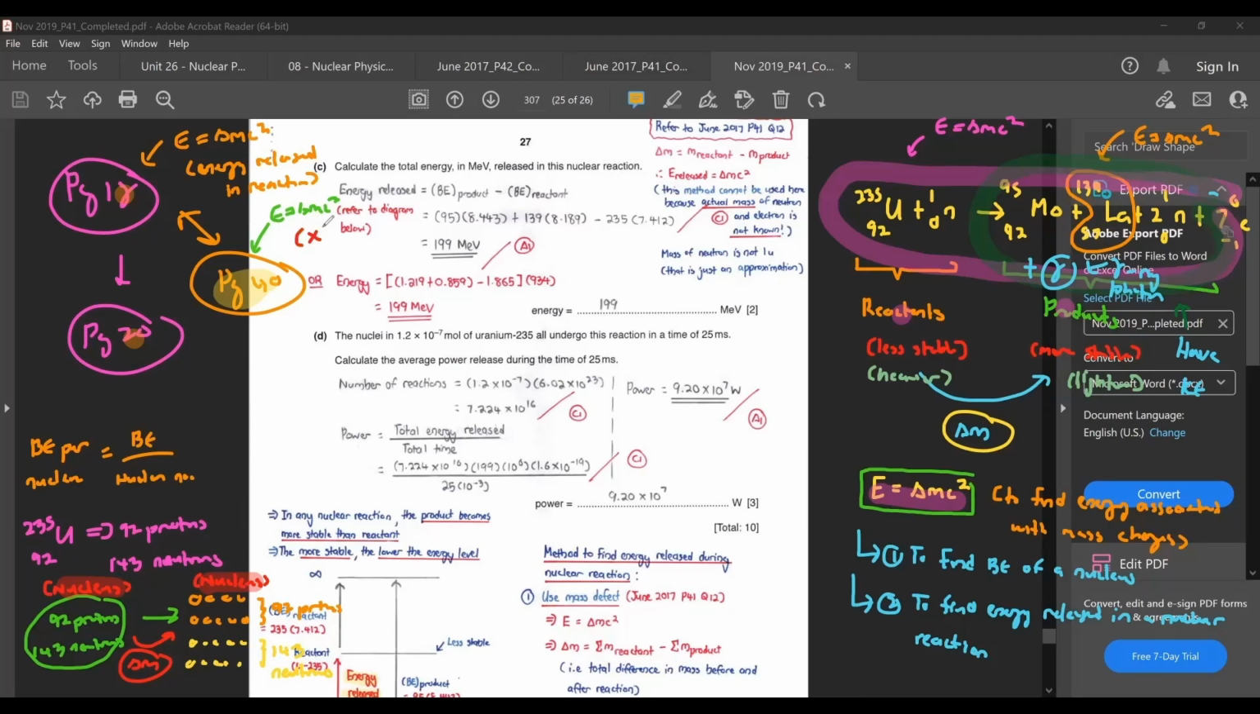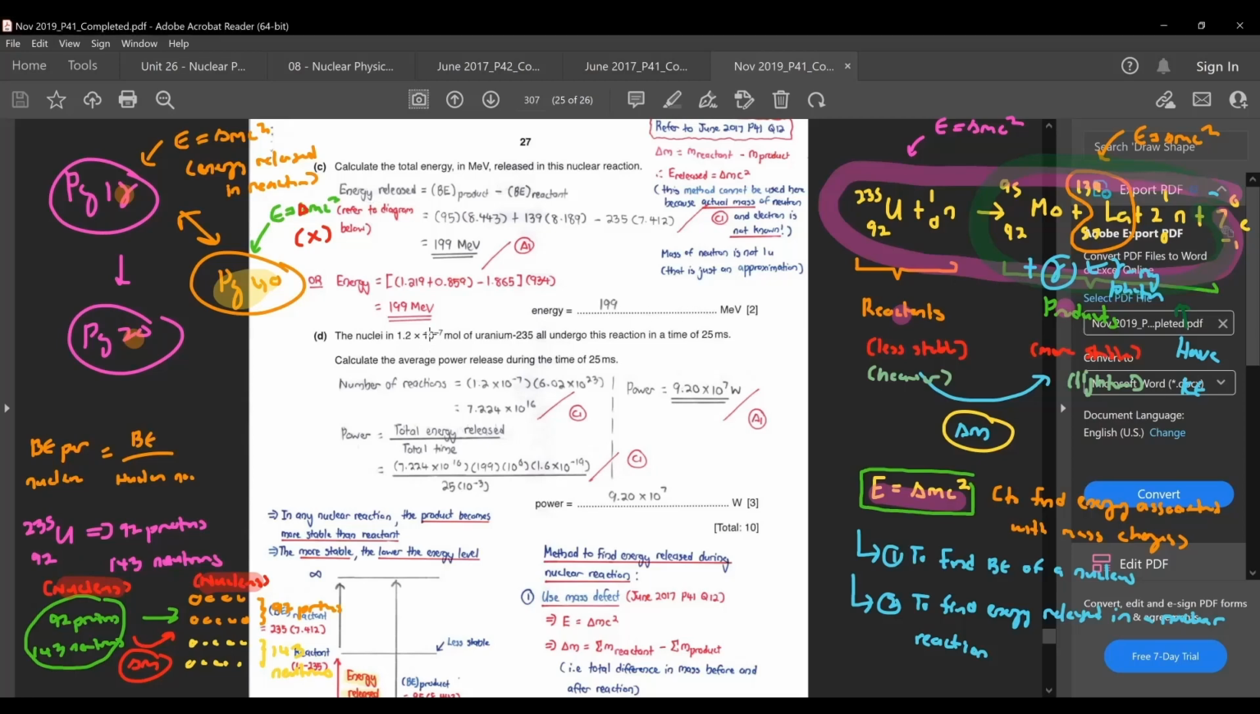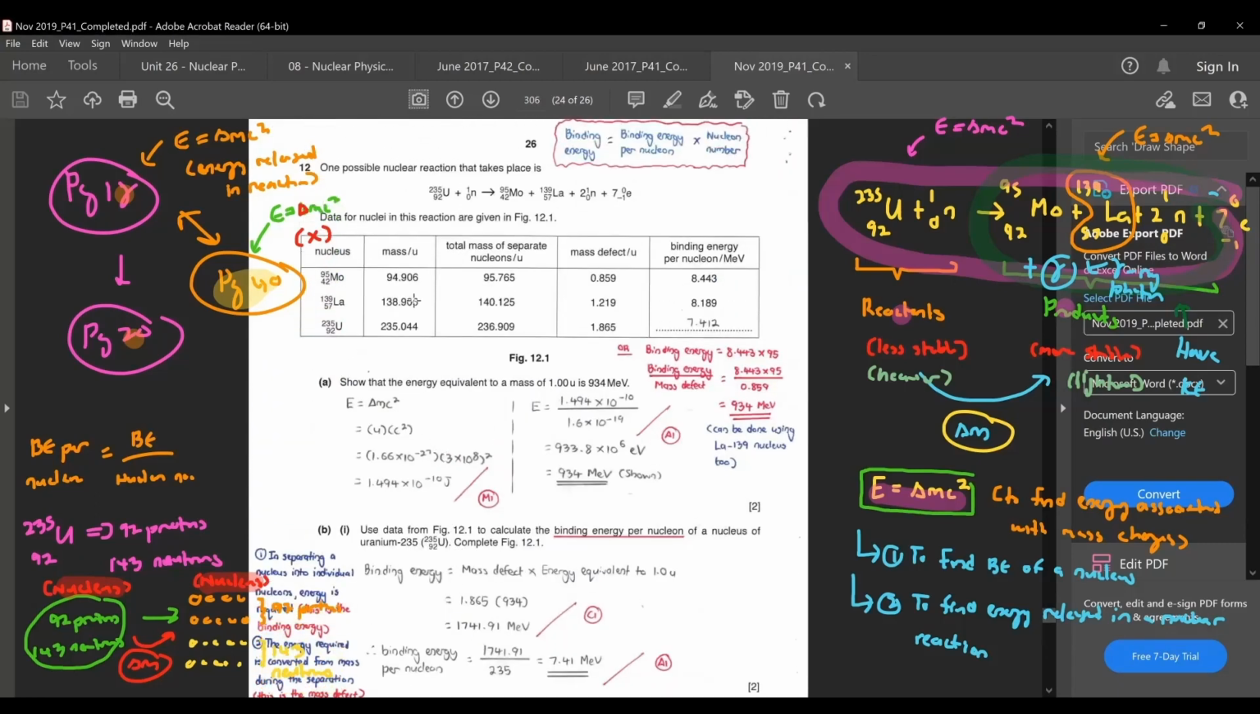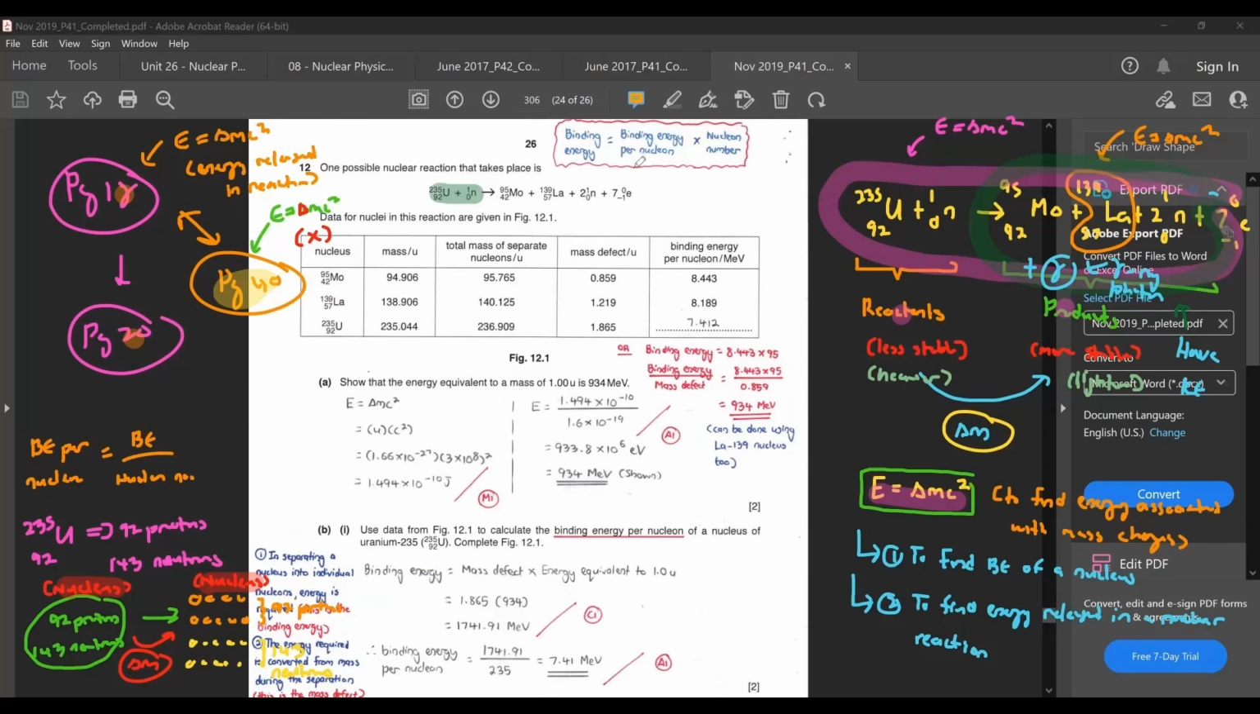Now, what's the reason for that in the first place? The reason for that is because you do not have the masses of everything. You see, in your current question, one of the things that you did to find the energy release just now was that you find the masses of your reactants, and then you find the masses of your products, like this.